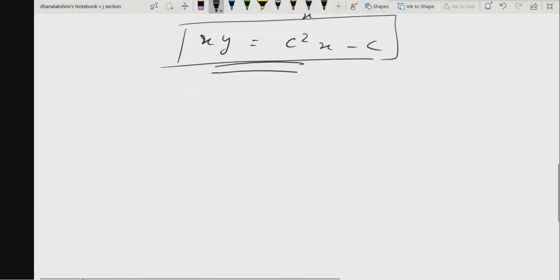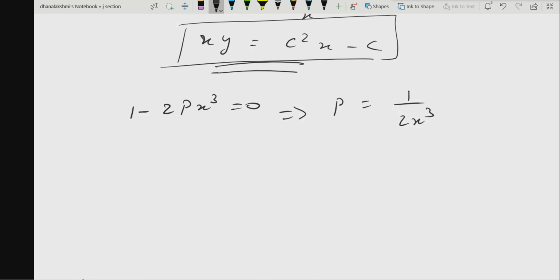What is the second factor? It was 1 minus 2p x cube is equal to 0. This is the second factor. So from this, what will be your p value? Tell me. Your p value will be equal to 1 by 2x cube. Is it or not? Yes, ma'am. Now you put this p value in 1. Let us see what will happen.